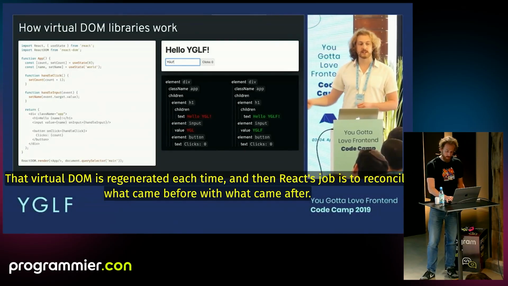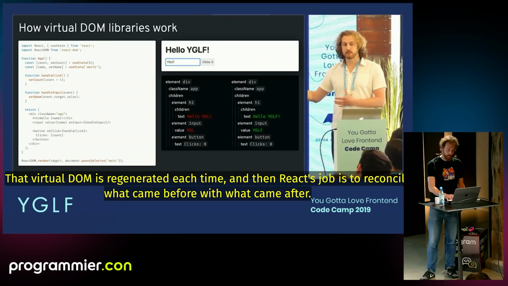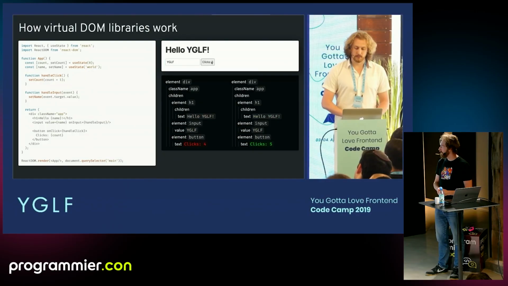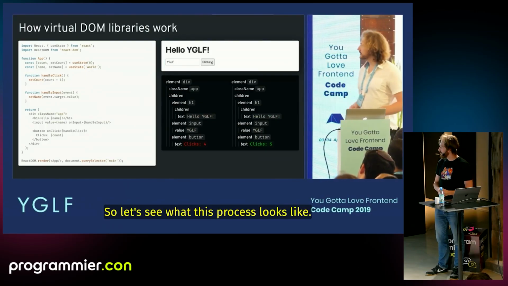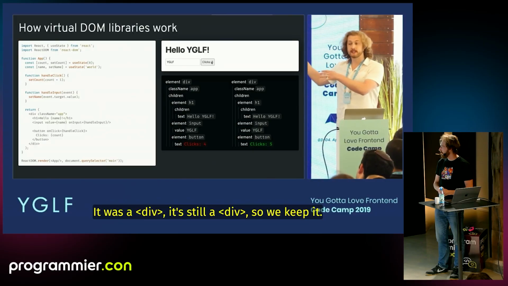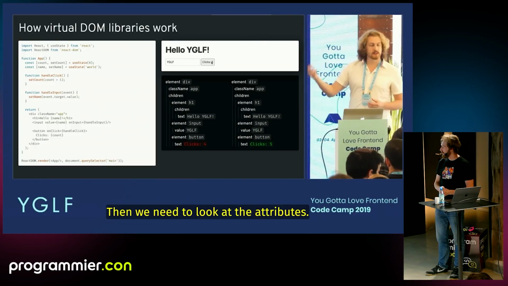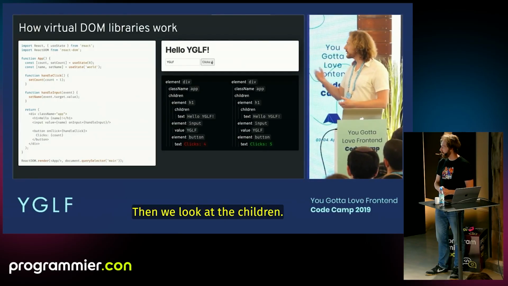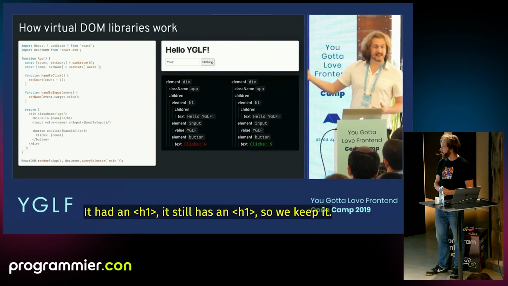Virtual DOM is regenerated each time, and then React's job is to reconcile what came before with what came after. So let's see what this process looks like. First, we look at the top-level element. It was a div, it's still a div, so we keep it. Then we need to look at the attributes. It had a class name, app. It still has a class name, app, so we keep it. Then we look at the children. It had an H1. It still has an H1, so we keep it.